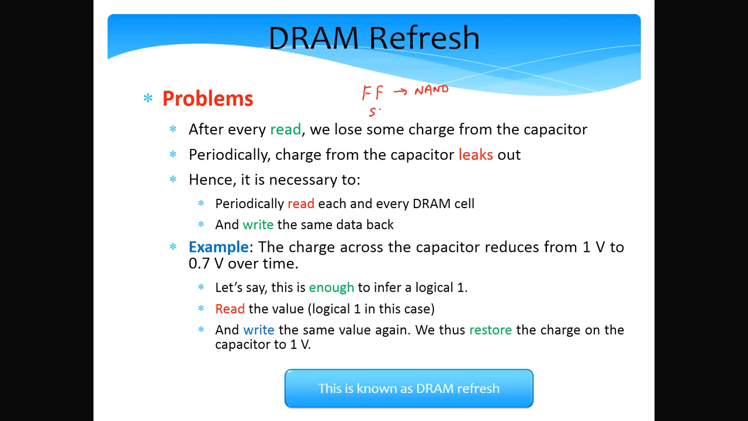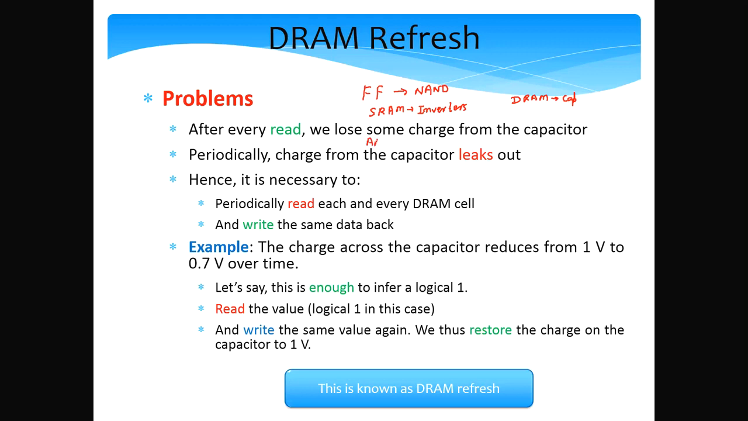In comparison, an SRAM cell is a cross-coupled pair of inverters, and you have bit lines and so on, which make it slow. And even slower are DRAM cells, which have a single capacitor. But there is a problem with it. The problem is that after every read operation, let's assume that the capacitor stores a logical 1, we lose some charge from the capacitor.